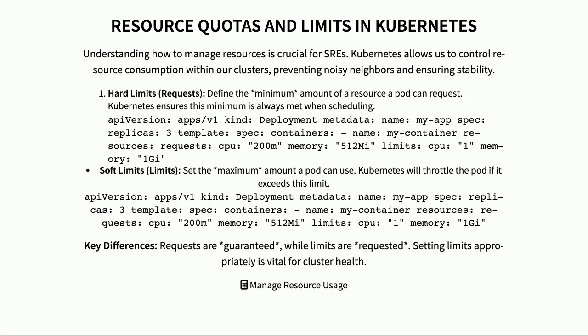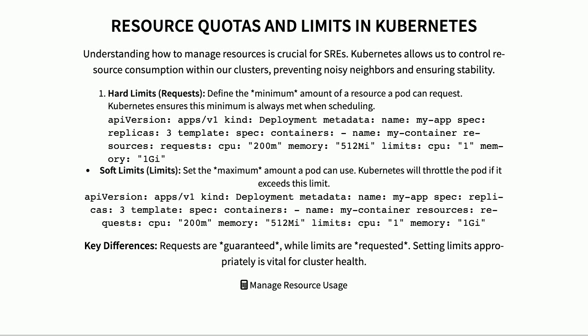Okay, let's talk about resource management in Kubernetes. As an SRE, you need to understand how to control what your pods are allowed to use. Think of it like setting boundaries for each application. We have two key concepts, requests and limits. Requests tell Kubernetes the minimum amount of CPU or memory a pod needs to run properly. It guarantees that resource will be available when scheduling.